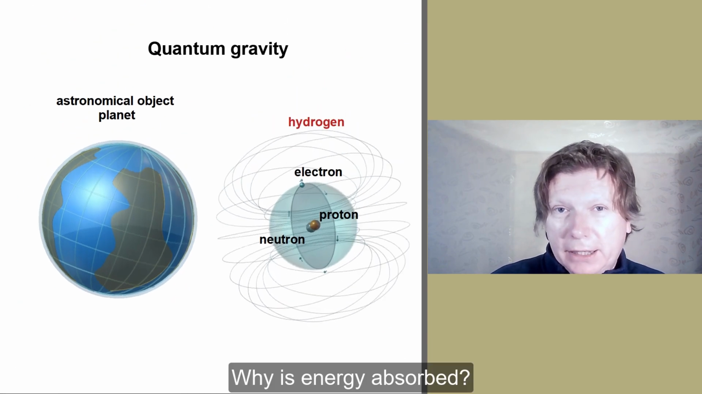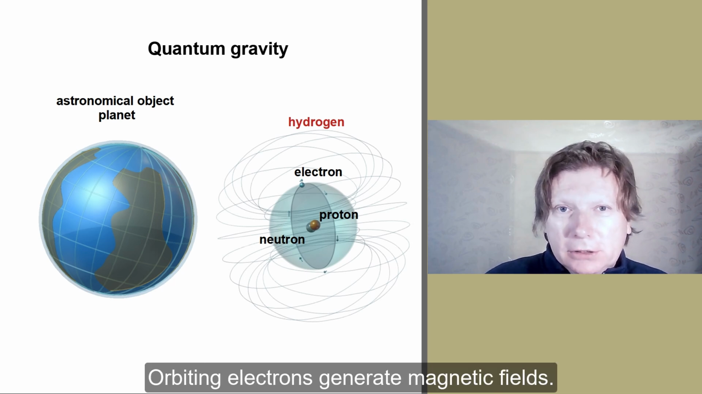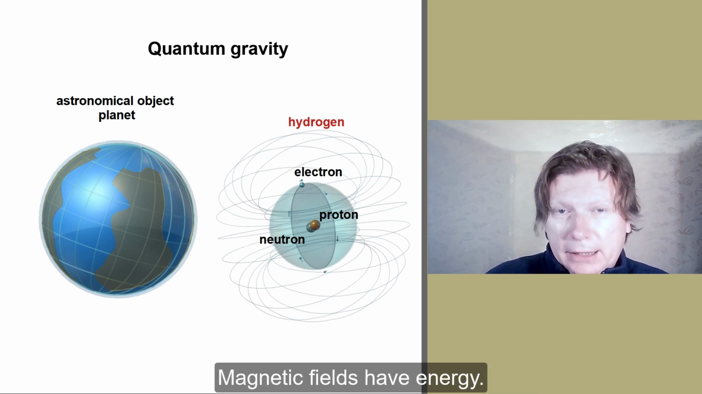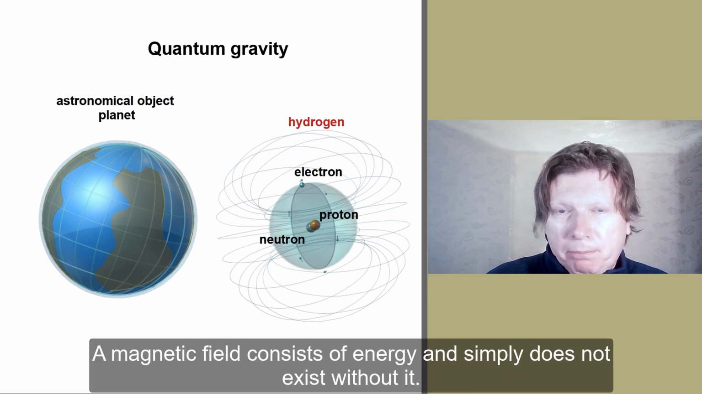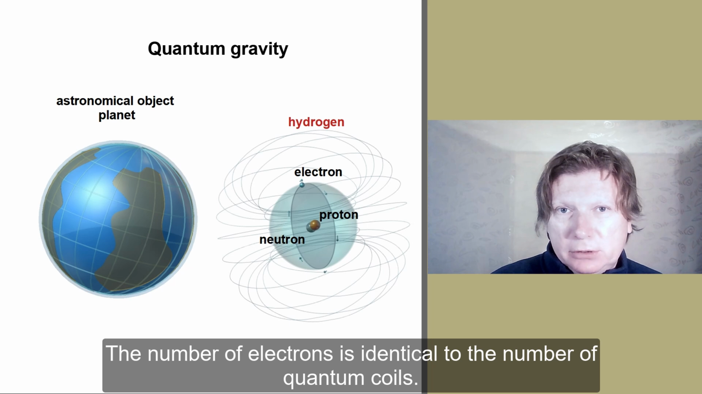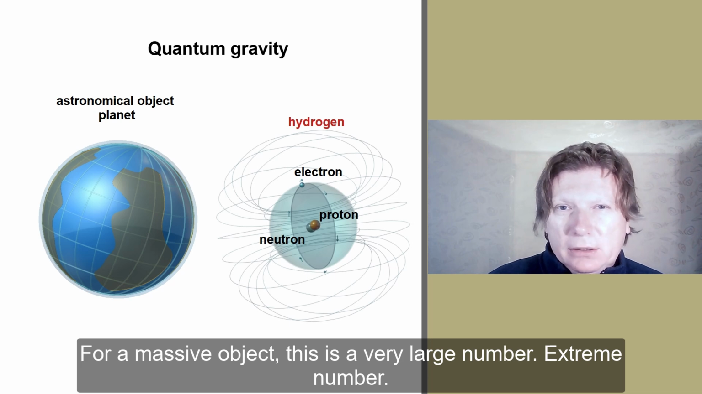Why is energy absorbed? The answer is quantum gravity. Orbiting electrons generate magnetic fields. All atoms, the entire mass of an object. Magnetic fields have energy. A magnetic field consists of energy and simply does not exist without it. Energy of a quantum coil. The number of electrons is identical to the number of quantum coils. For a massive object, this is a very large number, an extreme number.